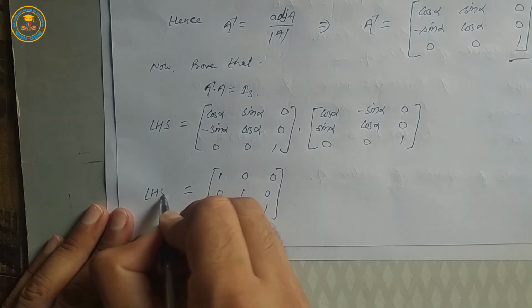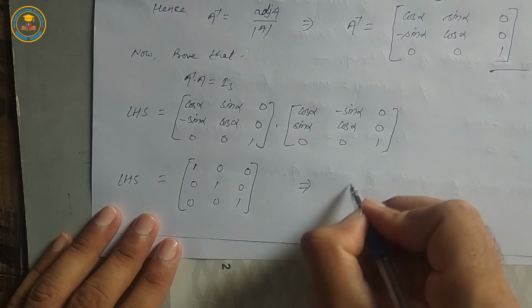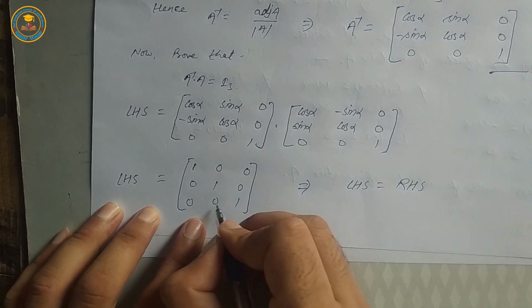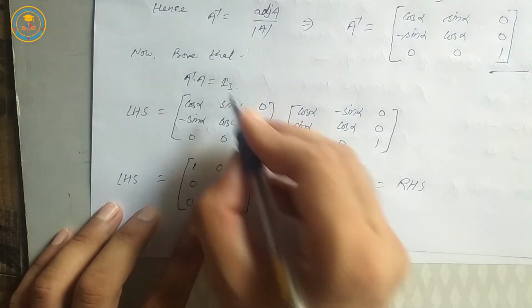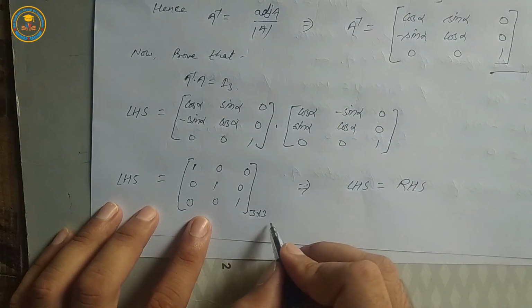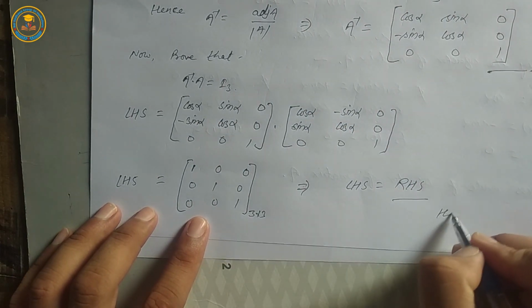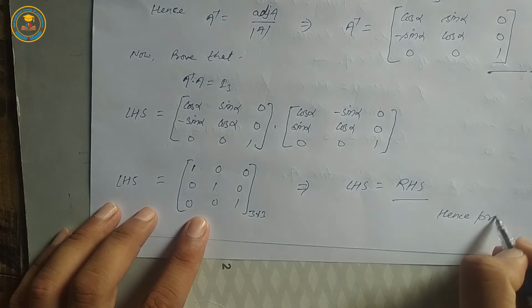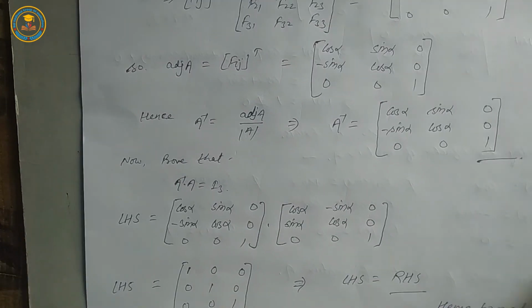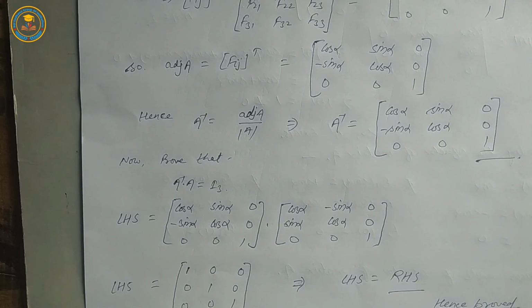So LHS is equal to RHS, which is the identity matrix I3, of order 3 by 3. Hence proved. We will discuss in the next video. Thank you.